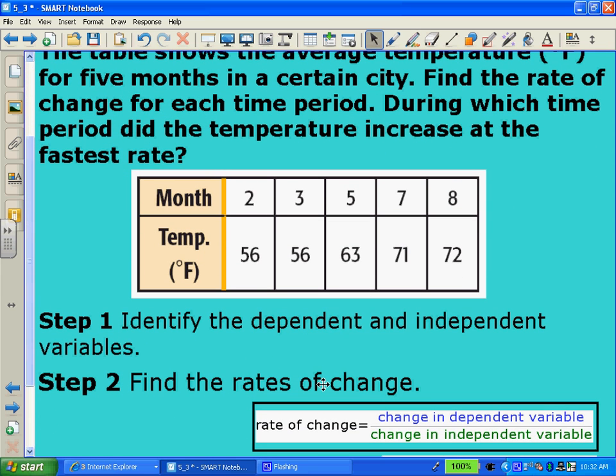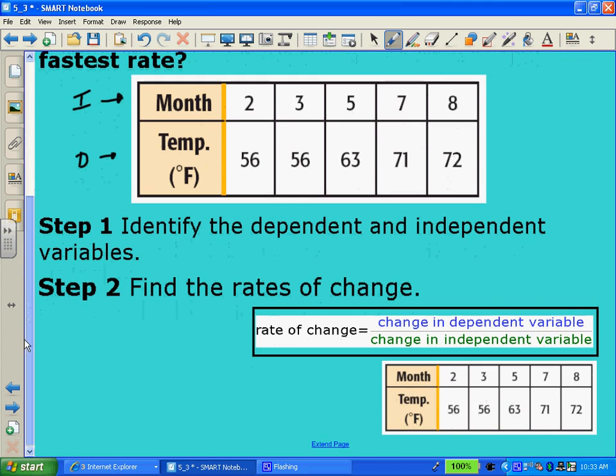The first thing you have to do is identify the dependent and independent variables. The month is going to be the independent variable because nothing really determines what month it is. That just comes and goes. And then the month determines the temperature that we have, so that's going to be the dependent variable. Then we're going to use our equation to find the rates of change. So let's start with months 2 to 3.